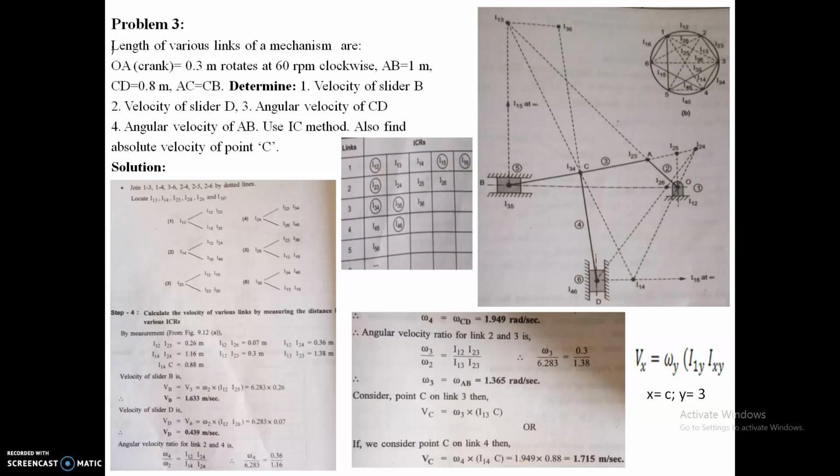From these given values, the unknown is the velocity of slider B. The second unknown is the velocity of slider D. The third is the angular velocity of link CD. The fourth one is the angular velocity of link AB. So these are the four unknowns that you have to solve by using the ICR method, that is, instantaneous center of rotation. And the fifth unknown is to determine the absolute velocity of point C, which lies on the connecting rod, we can say the link AB.